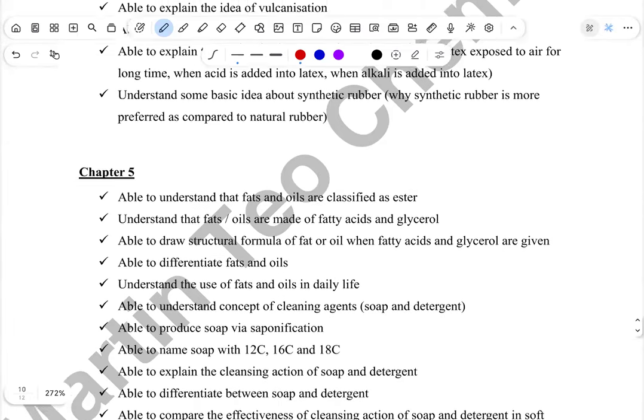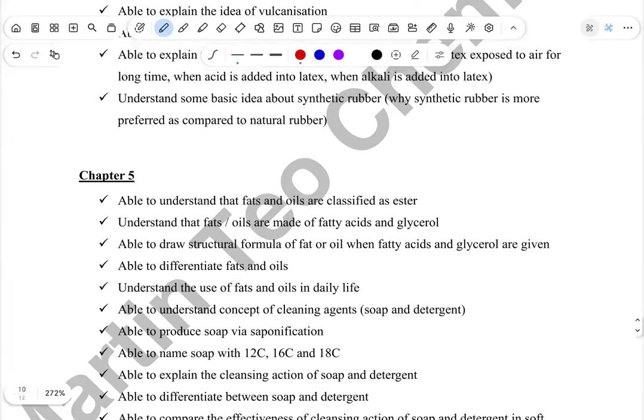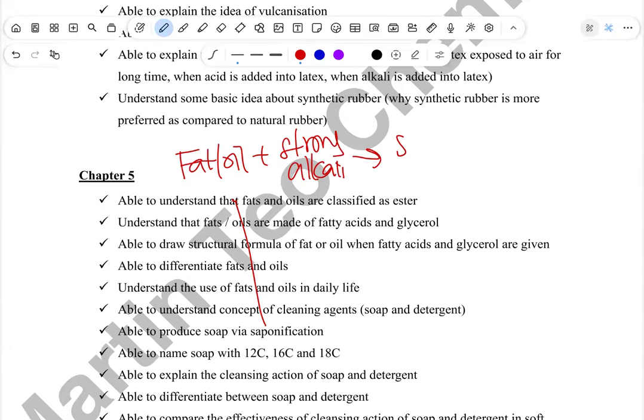Cleaning agents include soap and detergent. Soap is sabun. Make sure everyone knows that to make soap, you need saponification. In saponification, you take fat or oil and mix with a strong alkali. You will get your soap, which is a type of salt, and glycerol. Make sure everyone knows that.